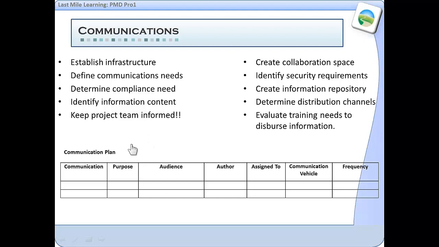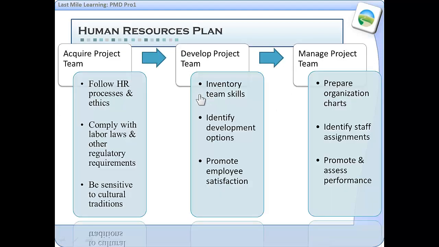So one of the other integrated tools that can be developed would be a communication plan, and that could be put onto a grid like this with what is the communication that is being planned, what's the purpose of that communication, who's the intended audience, who will be the author, and maybe there'll be somebody else who will write the communication, somebody who it'll be assigned to. What will be the communication vehicle? Is it a newsletter? Is it a blog? Is it something posted on a bulletin board? And then how often will it be communicated? And these are some of the reasons that were listed in the guide.